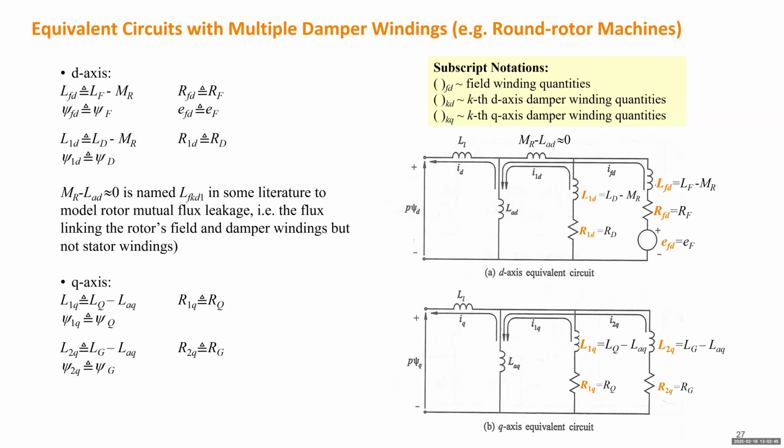MR is like a mutual inductance of a stator winding, but not a couple. Anyway, it will be here. But from here, we just assume MR to be the same as LAD. So L1D is actually the LD, the difference of LD compared to LAD, compared to the mutual inductance. And we just call the capital F as EFD, which means field voltage and field resistance. And LFD is not the field winding inductance. Actually, it is the field winding inductance minus the mutual inductance.